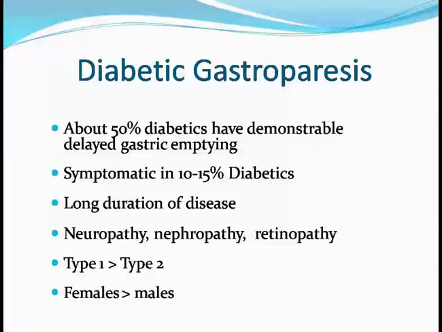So, coming to gastroparesis then, we know that about 50% of diabetics have demonstrable delayed gastric emptying on scintigraphic studies. However, symptomatic gastroparesis is present only in about 10 to 15% of diabetics. And it is associated with those with longer duration of disease, those with neuropathy, nephropathy, retinopathy. It is more common in type 1 diabetics and more common in females compared to males.